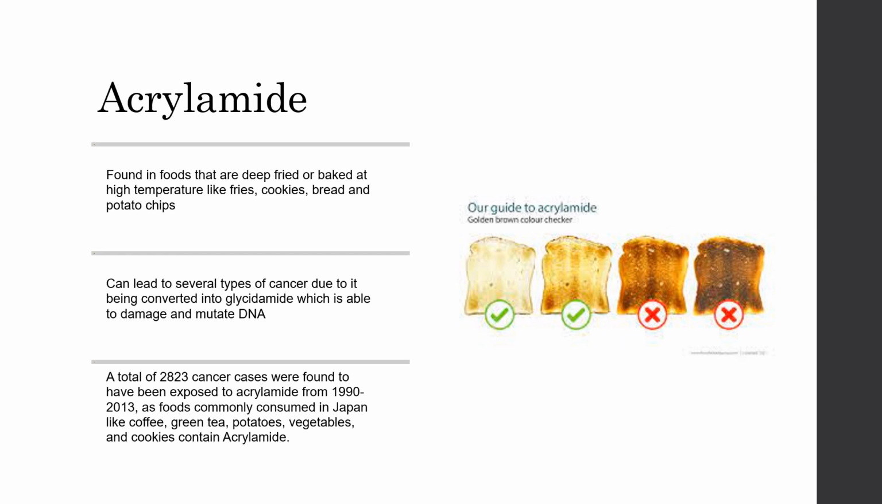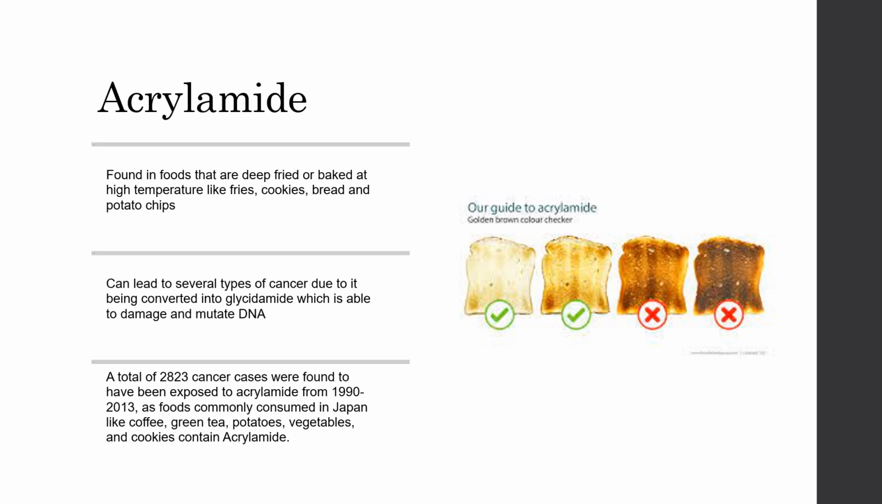But no clear data has been observed showing cancer due to exposure to this carcinogen in food. In a research article written by Burhan Basaran and colleagues, they report that a study done in Japan from 1990 to 2013 showed that a total of 2,823 cancer cases were found to have been exposed to acrylamide from foods commonly consumed in Japan, like coffee, green tea, potatoes, vegetables, and cookies.